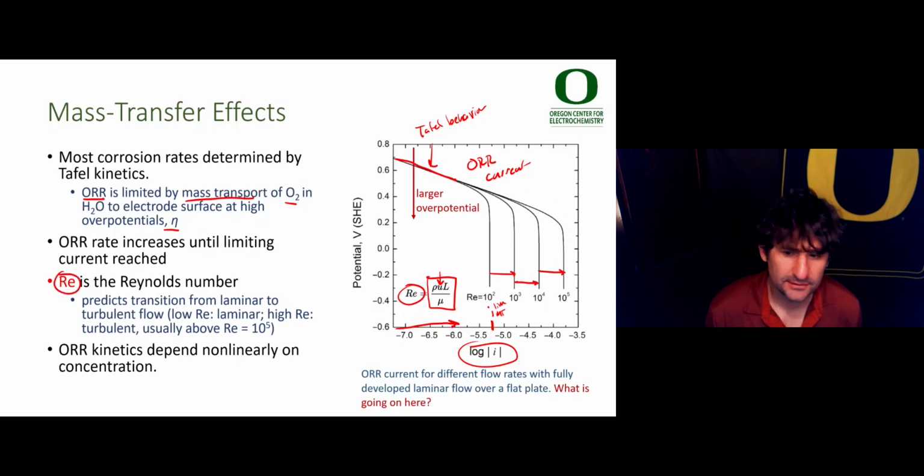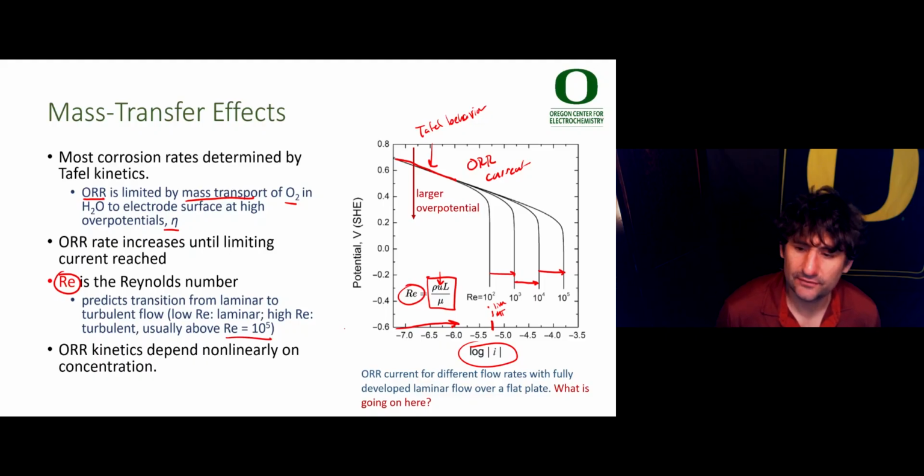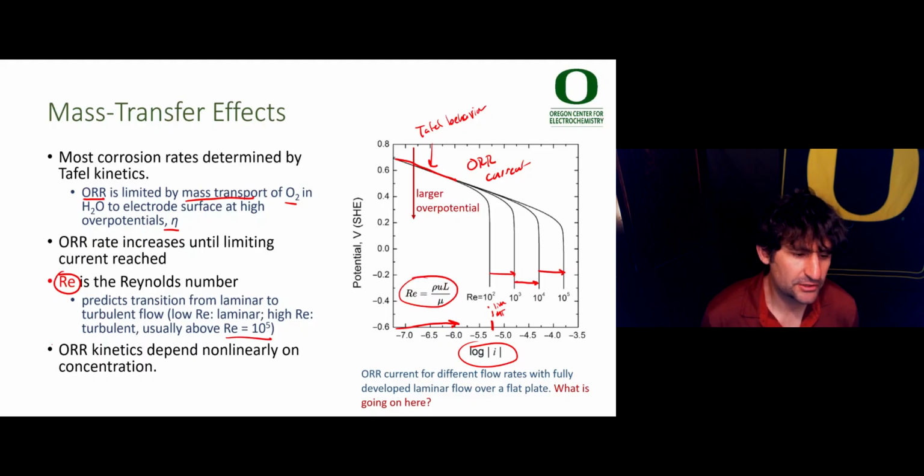RE is the Reynolds number, and it predicts the transition from laminar to turbulent flow. So if you have a low Reynolds number, you get laminar flow, and if you have a high Reynolds number, you often get turbulent flow, and that's usually the case for a Reynolds number above 10 to the 5. I'll also mention that the oxygen reduction kinetics depend non-linearly on the concentration of oxygen. We'll come back to that in a moment.